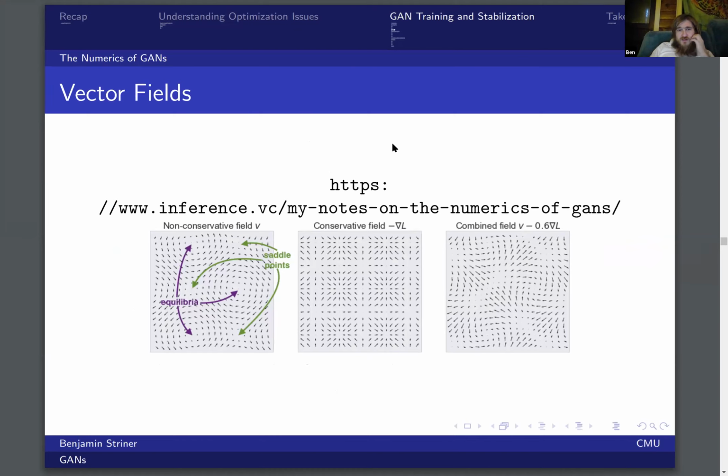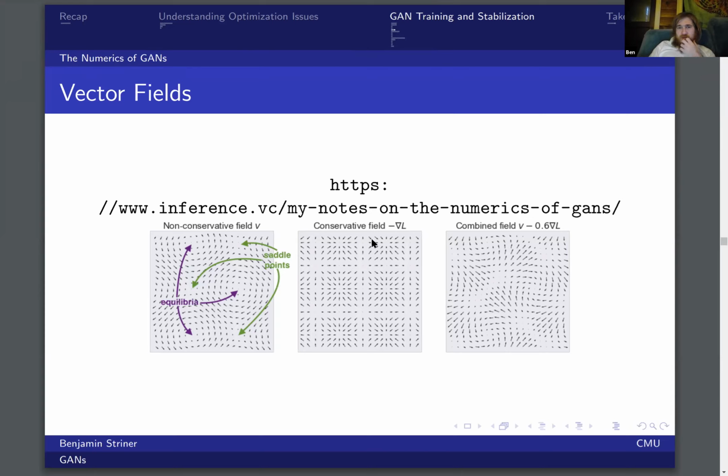First you've got this non-conservative field. This is what the GAN might look like, where your generator might be going. You can see these equilibria, which are points where there are no arrows, but they're not stable. If you were to follow the arrows around in a circle, you would loop around and around, but you would never get to that equilibrium point. Those are where you would want to be if your generator and discriminator were optimal, but you get there by following arrows, and you might not ever get there.